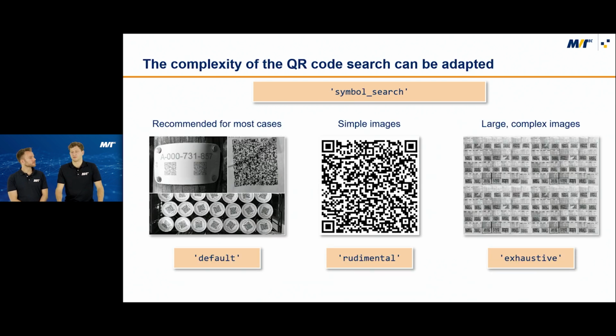And there's another parameter in HALCON 2411, the symbol search. The parameter symbol search controls the complexity of the pyramid search in find data code 2D. It should only be changed in very specific cases. For example, when you have simple images. That means images that contain symbols with high contrast and large quiet zones, and images with a very homogeneous background. For these cases, you can set the parameter to rudimental and gain a speed up. On the other hand, there are very complex images. That means large images with highly structured backgrounds, or cases where more candidates need to be considered. For these cases, you can set the parameter to exhaustive to really detect all the codes and also the complex variants of the codes.